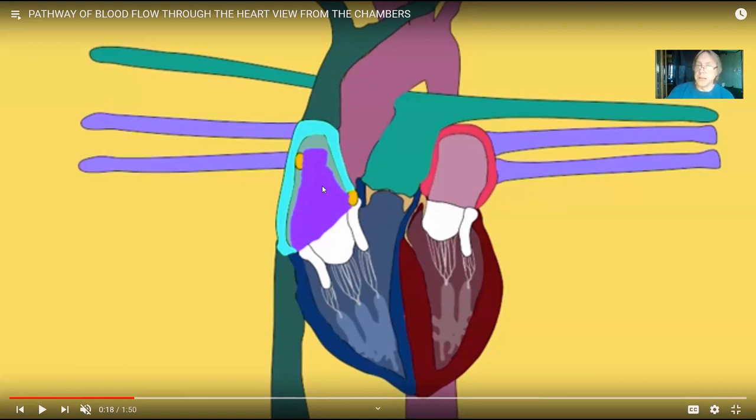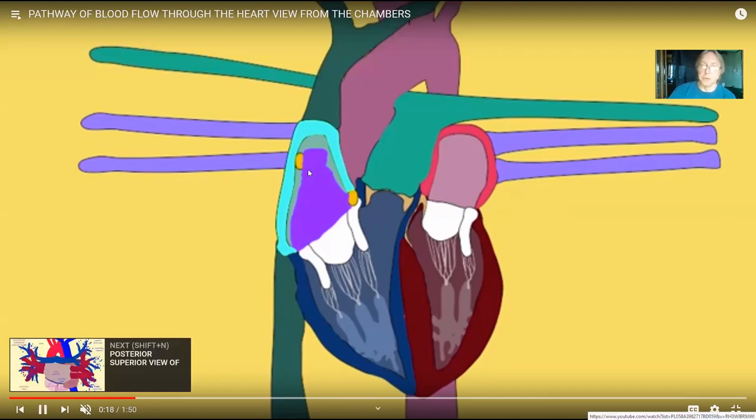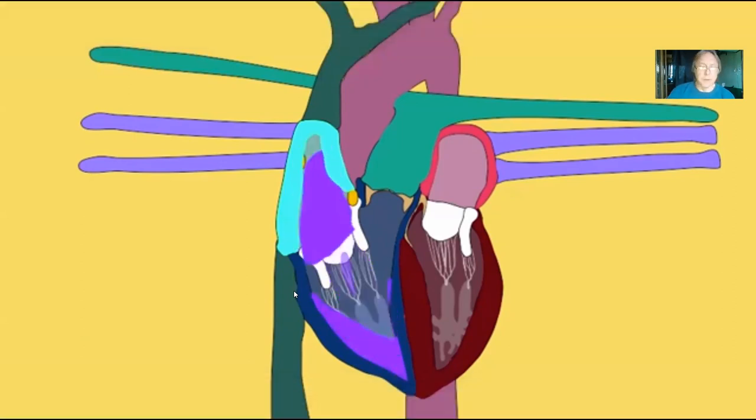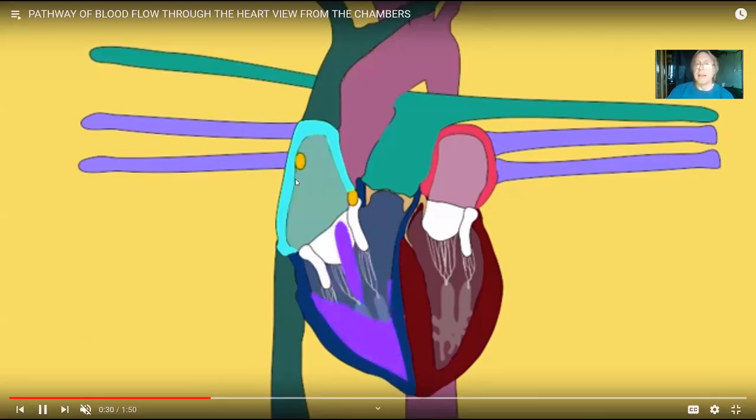But out of the four chambers, there is a right atrium, a left atrium, a right ventricle, a left ventricle. This deoxygenated blood is brought back to only one of the chambers, the right atrium. So the right atrium receives the purplish blue blood coming back from the hand, the foot, the brain, and the rest of the body system. The right atrium will send blood to the right ventricle.